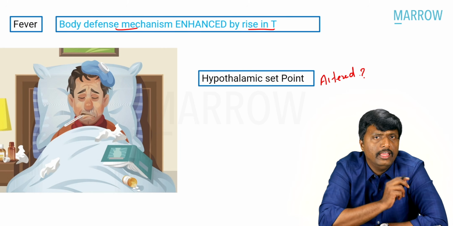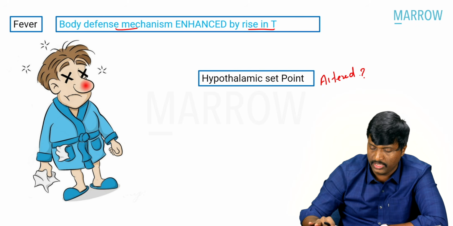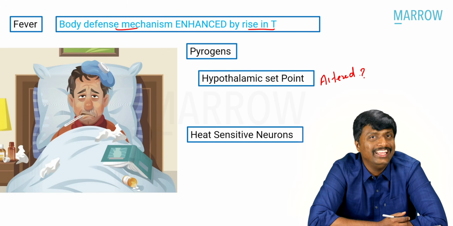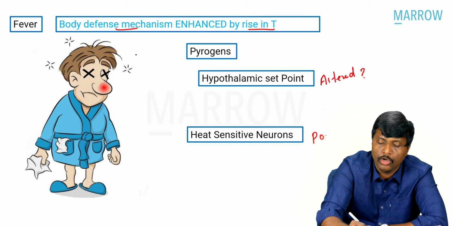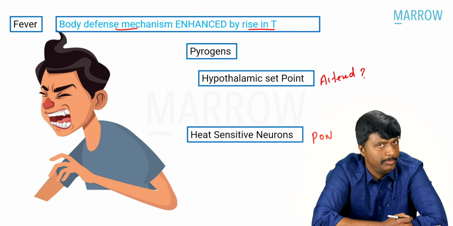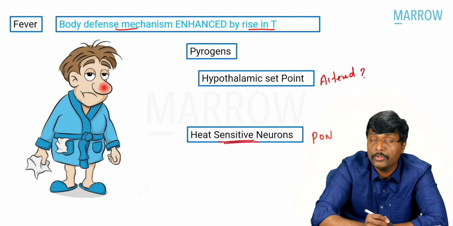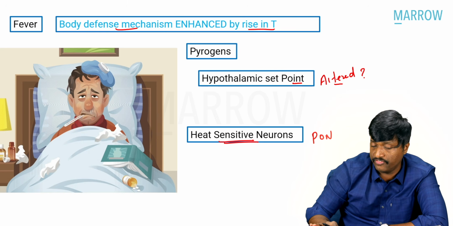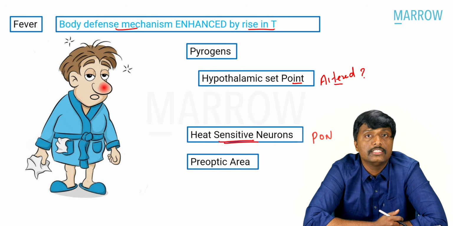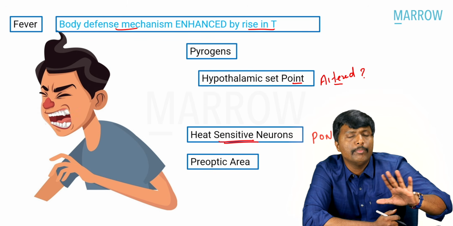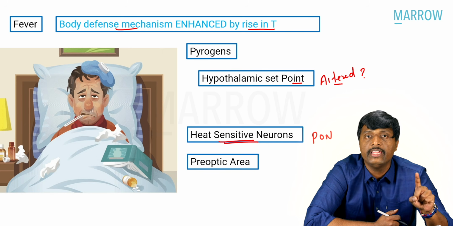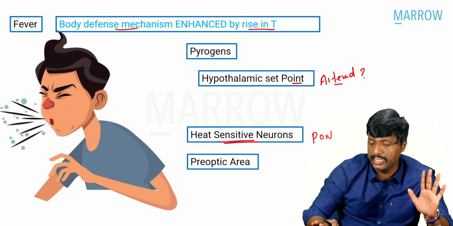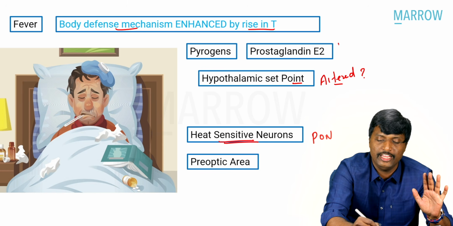Remember, any agent that is capable of causing fever, we call them pyrogens. Definitely. They are going to affect which group of neurons? Heat sensitive neurons, which are present in the preoptic area, in the anterior region of the hypothalamus, the preoptic nucleus. The activity of these heat sensitive neurons is altered. The hypothalamic set point is altered. I told you the area is definitely the preoptic area. Most important question, sir: we got all the pieces of the puzzle except one main molecular agent, which is actually responsible for altering this set point. It's a prostaglandin, that is prostaglandin E2.